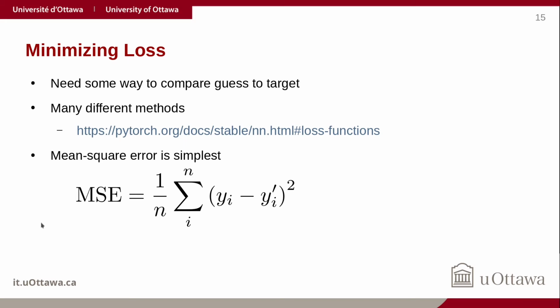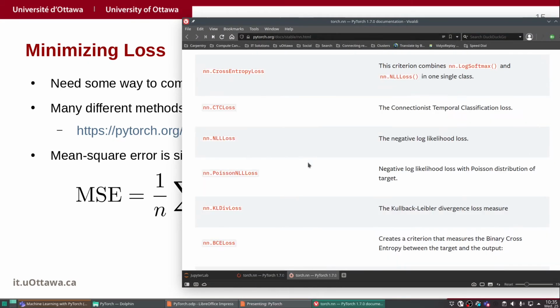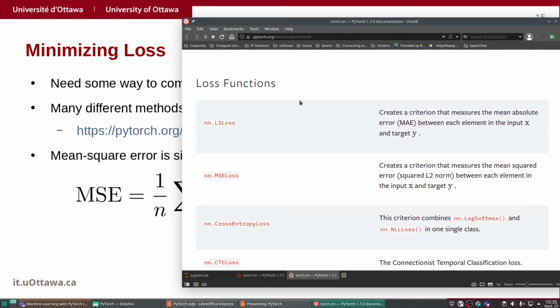And then we need to minimize the loss. So you need some way to compare the guess of the network with what you want. And again, there are many different methods. So if I click on this link here, these are all loss functions that are built into PyTorch. Let's see. So the goal is to try to minimize the learning error. Yeah, pretty much. You're trying to minimize the difference between what you want and what you have.